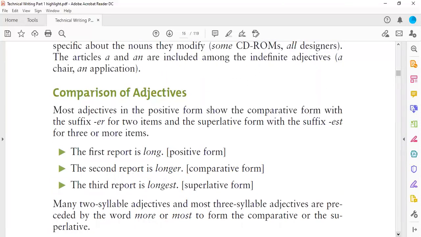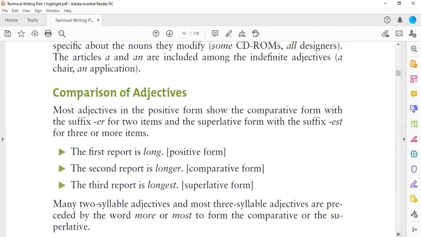Most adjectives in the positive form show the comparative form with the suffix er for 2 items and the superlative form with the suffix est for 3 or more items. So simply when you compare 2 things, you add er. If you compare more than 2 things, then you add est.